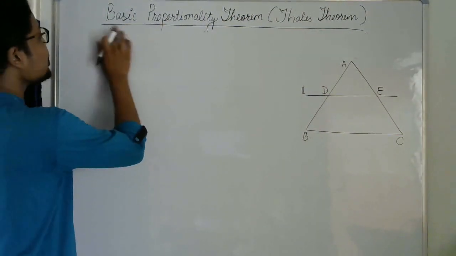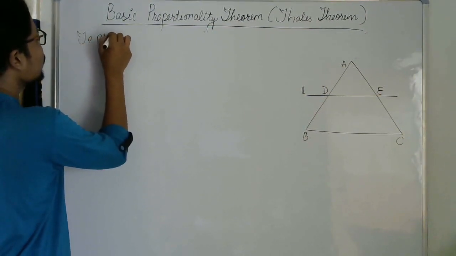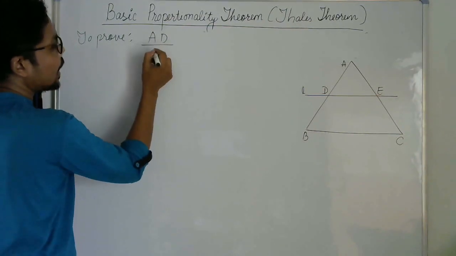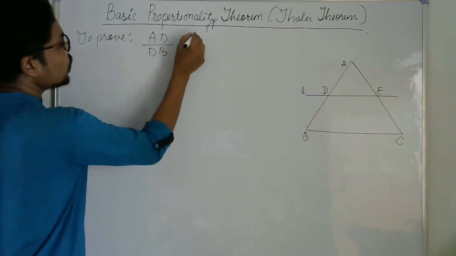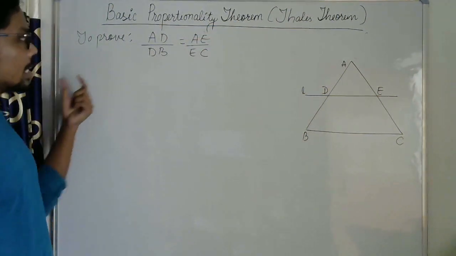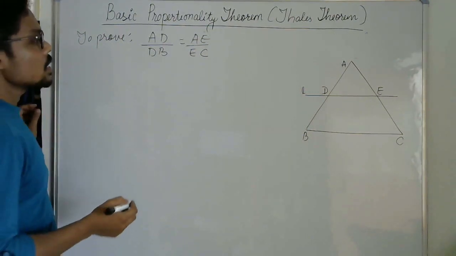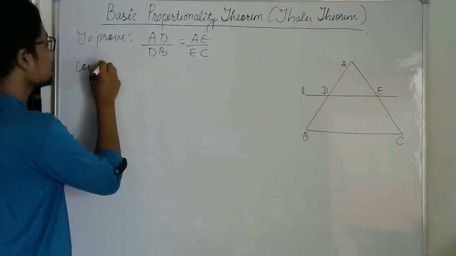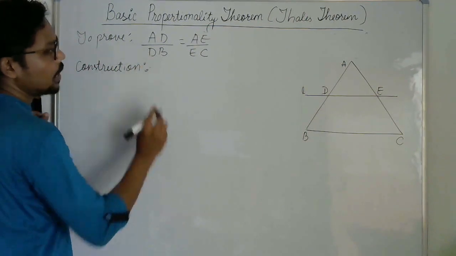So according to the statement, we need to prove AD by DB is equal to AE by EC. So this we need to prove. So for proving this, what do we have to take? First, we have to do construction. In construction, I'll make this.